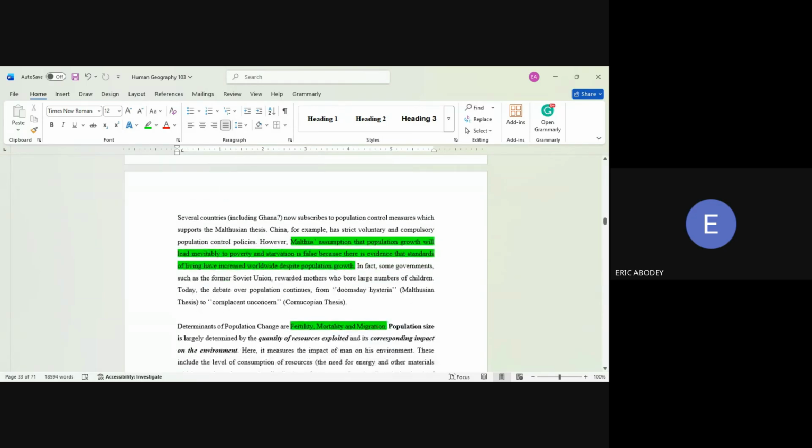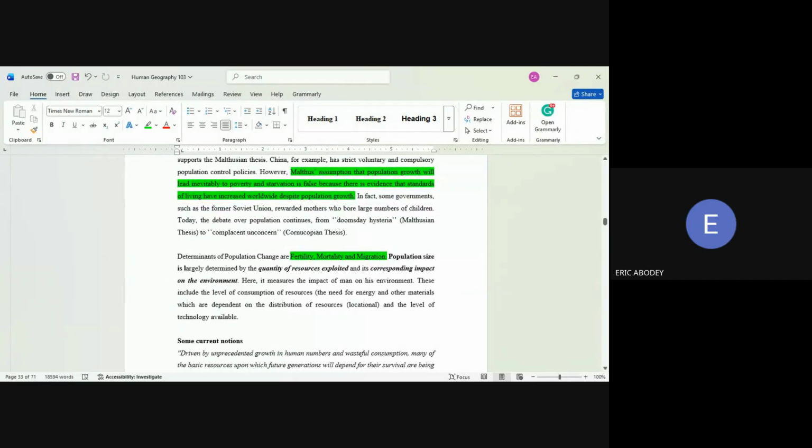In fact, some governments, such as the Soviet Union, now Russia, rewarded mothers who bore large numbers of children. Today, the debate about overpopulation continues, from the doomsday heresy, which is the Malthusian, to the complicit unconcern, the Copian thesis. You can also call them the complicit unconcern. They think like Galamseyers. You know, Galamsey people always think that any day they go to the site, they will make money, so they spend money.